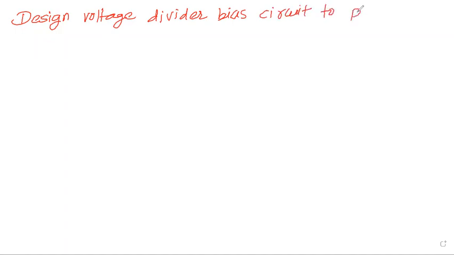Design a voltage divider bias circuit to provide a Q point of 6 volt, 2 milliamperes. Instead of 1.5, I will make it 2 milliamperes. Okay.